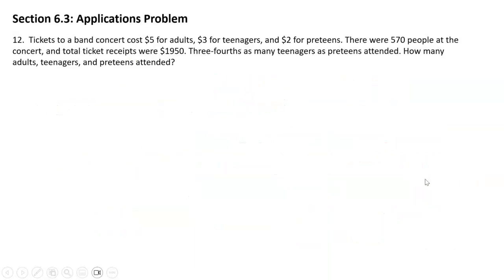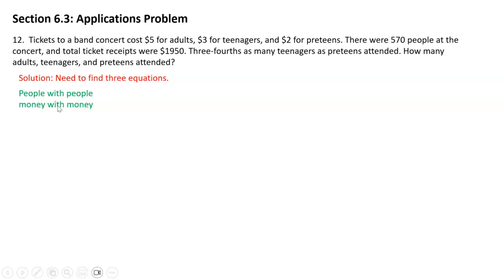Okay, now how are these matrices, I mean, by using the Gauss-Jordan method, how do we solve word problems? Here's an example. It says, tickets to a band concert cost $5 for adults, $3 for teenagers, and $2 for preteens. There were 470 people at the concert, and the total ticket receipts were $1,150. And 3/4 as many teenagers as preteens attended. How many adults, teenagers, and preteens attended the concert? Okay, we need to find 3 equations.